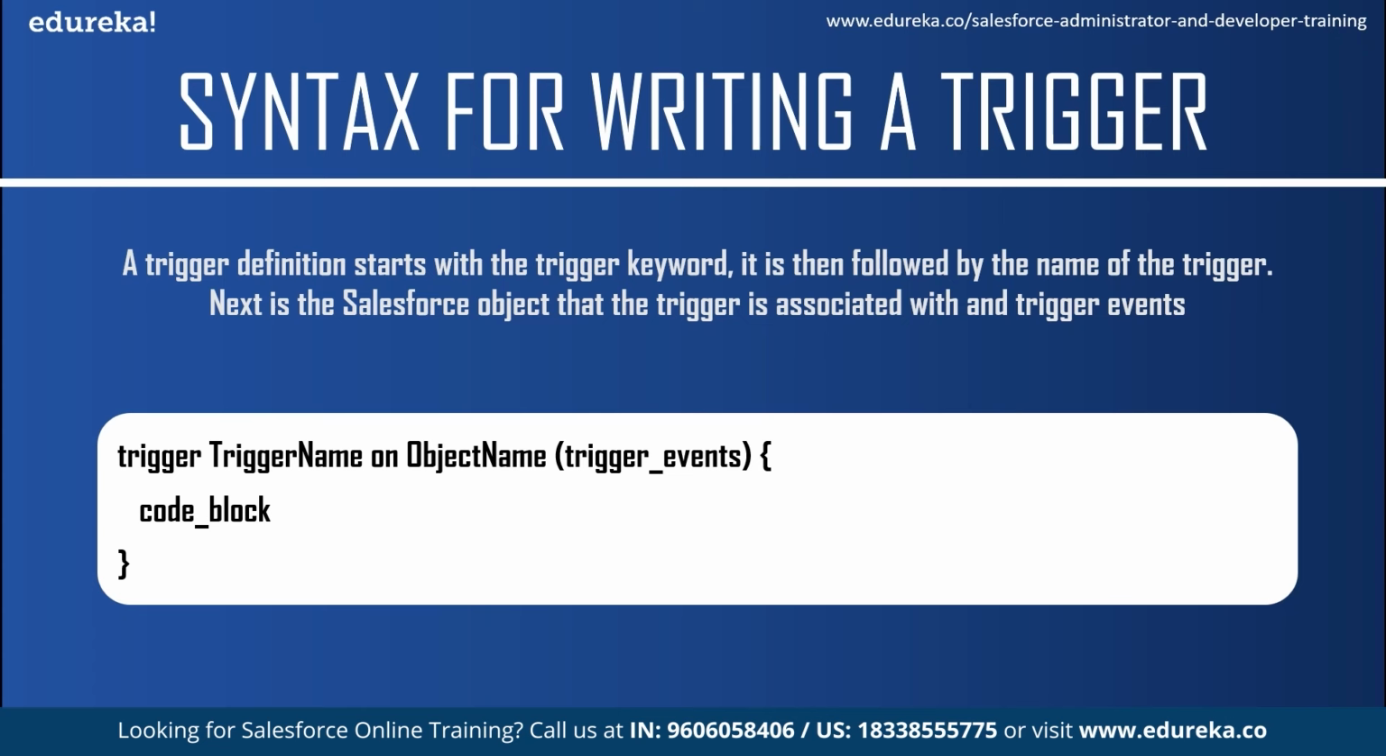Next is the trigger event, which we talked about in the previous topic. You can fire a trigger on one or more events, but they should be comma separated. Next is the body of the code, which will contain the condition under which it fires. So this was the syntax for writing a trigger in Salesforce.